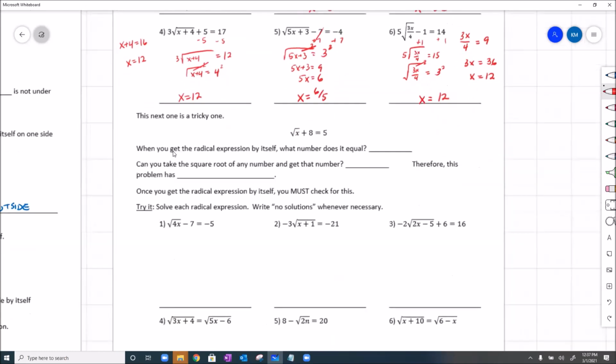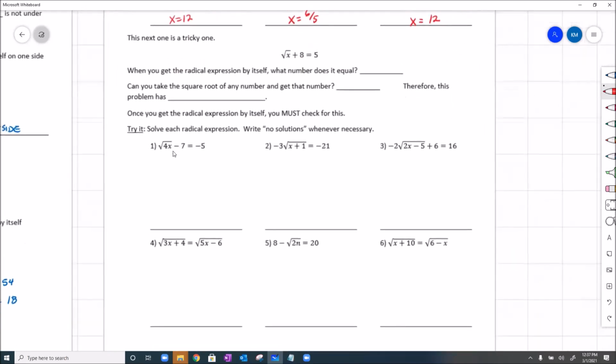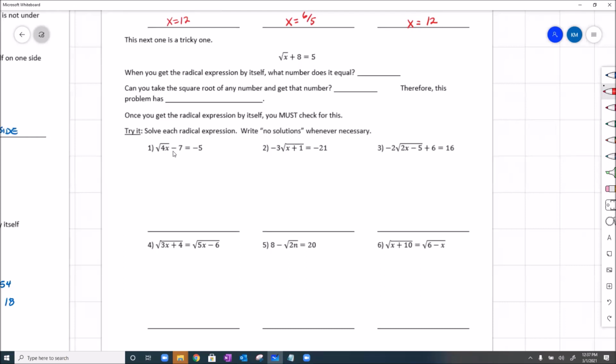All right, so a few more problems here. A little tricky here, just talking about a special case. So it says radical x plus 8 equals 5. What would our first step be? Our first step would be to subtract 8 from both sides, right? And so we'd get radical x equals -3.